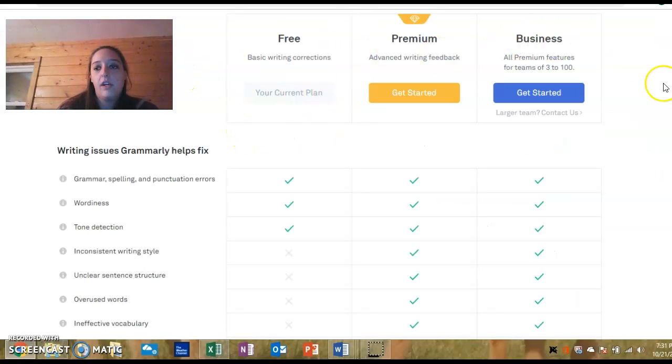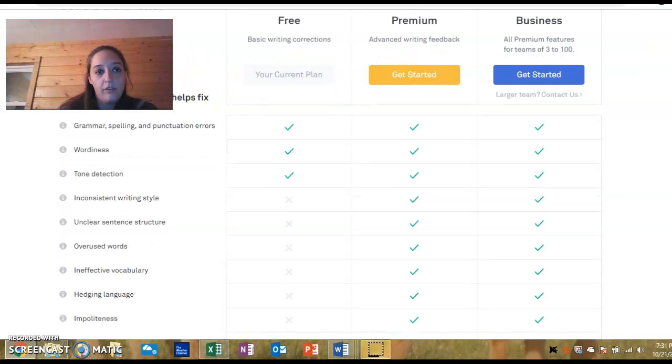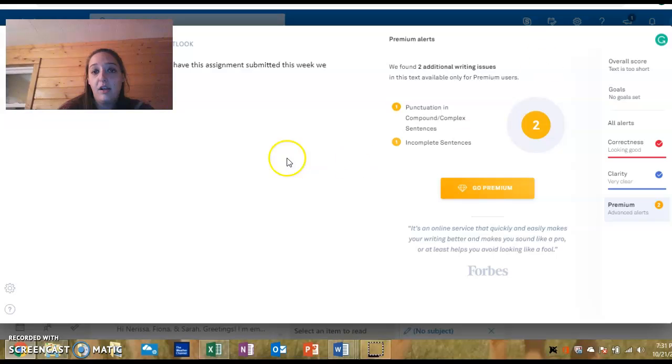When I was looking up the prices and features, I have the free version, which is the one right here, but it tells me I have tone detection, which I don't believe, because I tried to make a really intense tone email that I didn't send to anyone. This is just a mock email.